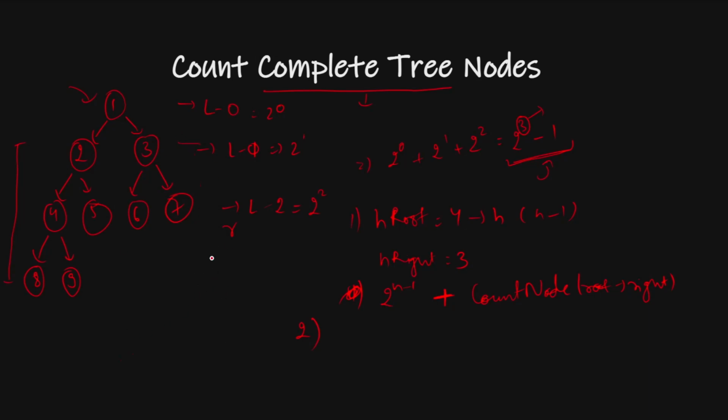So what will be the height of my right subtree? In that case, the height of my right subtree will be h minus 2. Because this complete one is h, so this will be h minus 1, and if it is less, that means it will be h minus 2.